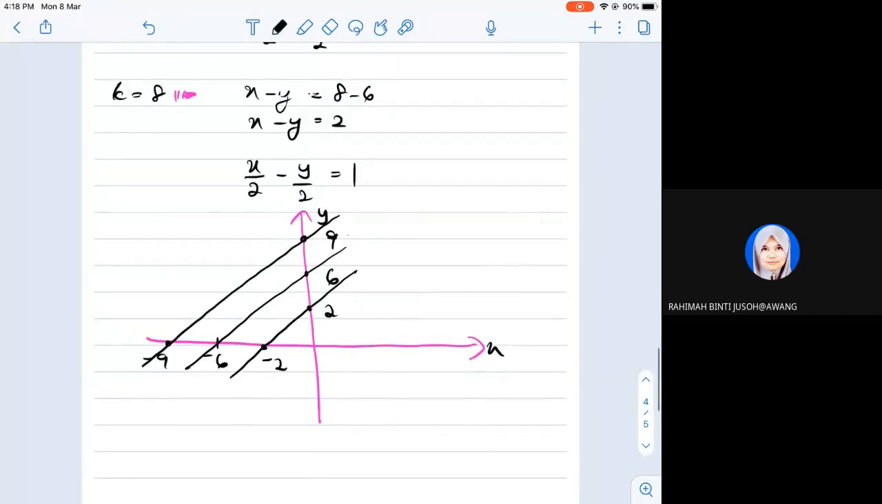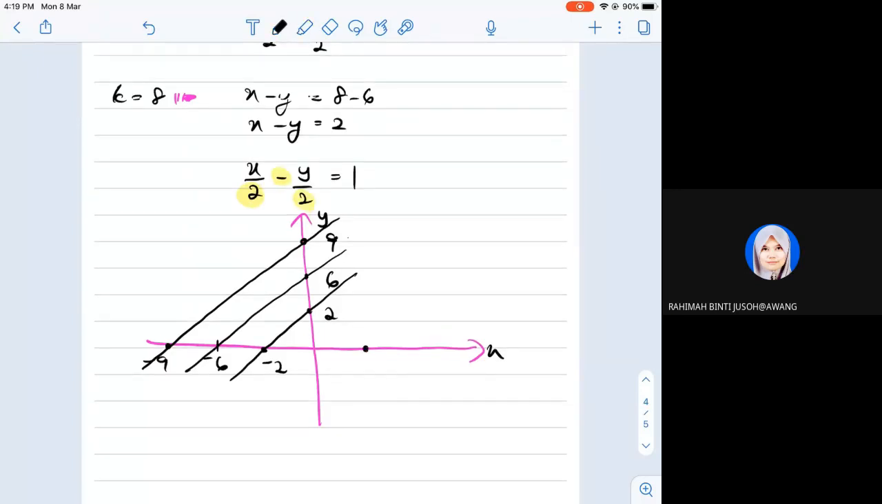How about the last one? k equals to 8. x positive. Sekarang ni x ni positif pula. x positif, but y yang negatif. So x positive 2. And then y negative 2. Macam tu. So this is the line. So that's it. That's the answer. Okay.